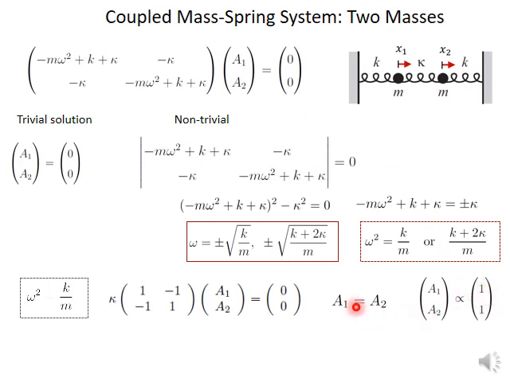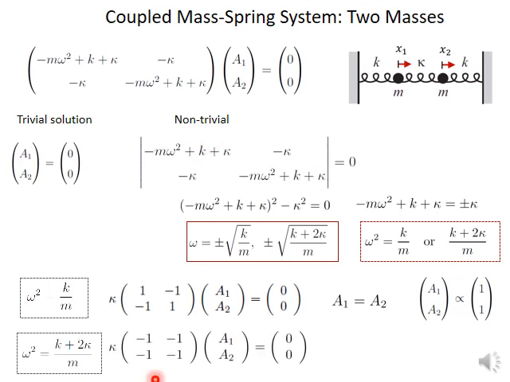Now put omega square equals k plus 2 kappa by m into this equation, and what we get after simplification is an equation like this. The first equation means that minus a1 minus a2 equals 0, or in other words a1 is equal to minus a2. The second line would give you the same condition.